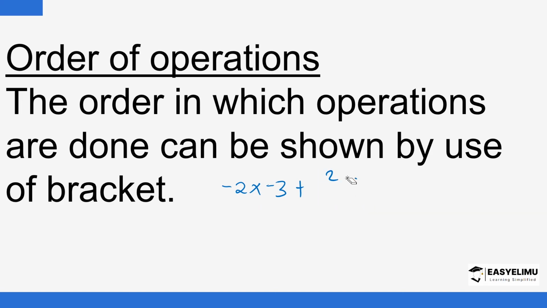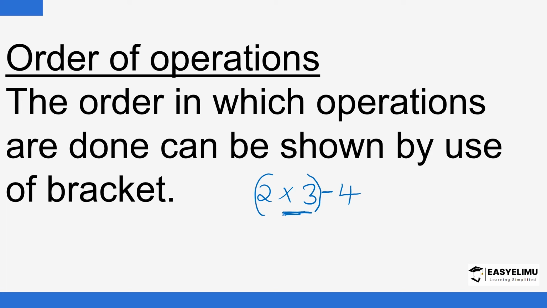So we want to say that the order in which operations are done can be shown by use of brackets, and we're going to see how that is done. What we simply mean is, for example, if you have 2 times 3 minus 4, then you are supposed to do the multiplication first here.